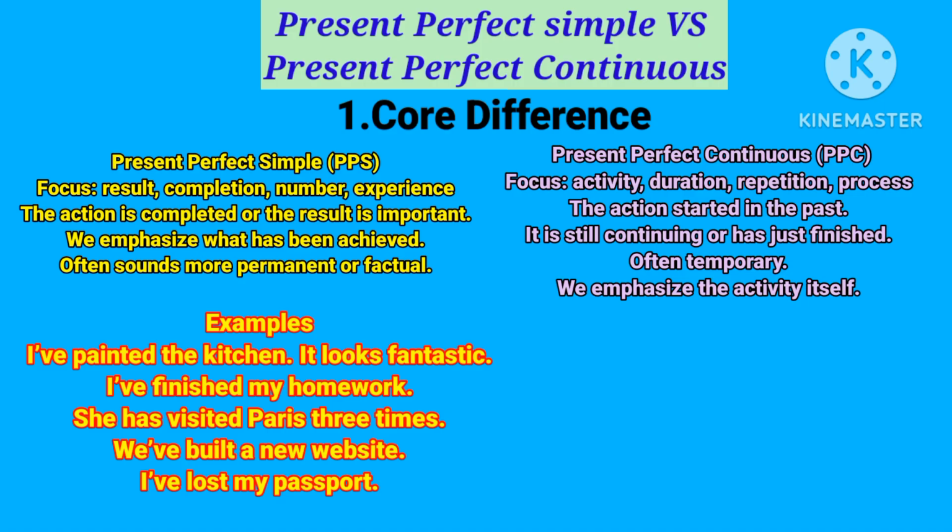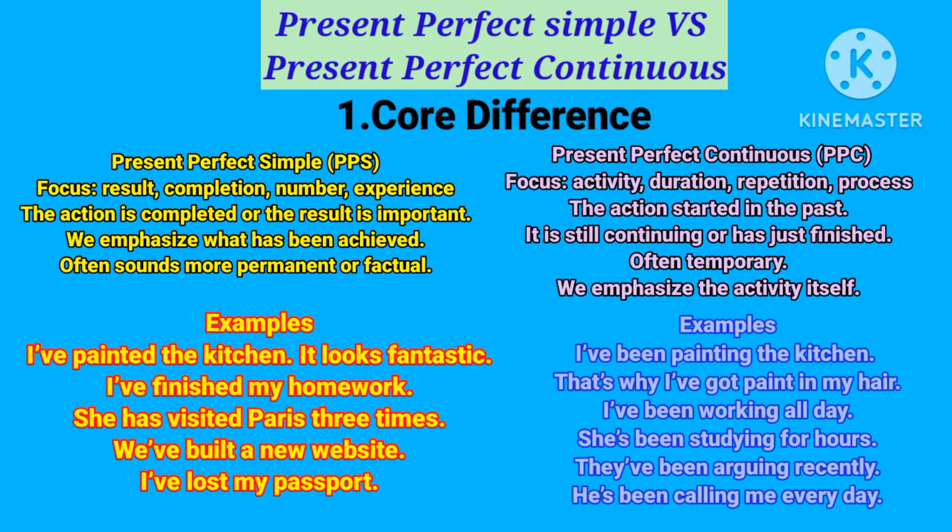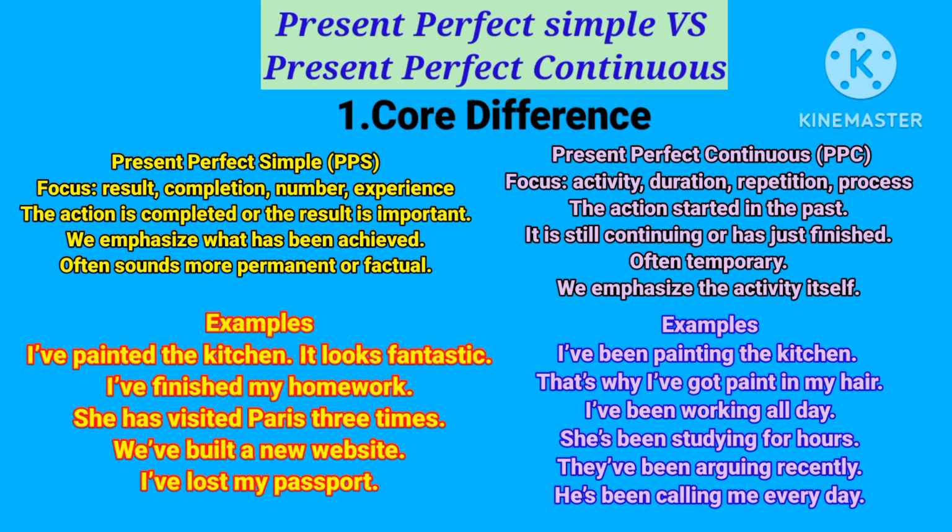Present perfect continuous, on the other hand, focuses on activity, duration, repetition, and process. The action started in the past, it is still continuing, or has just finished. Often temporary actions. We emphasize the activity itself. For example, I've been painting the kitchen. That's why I've got paint in my hair.